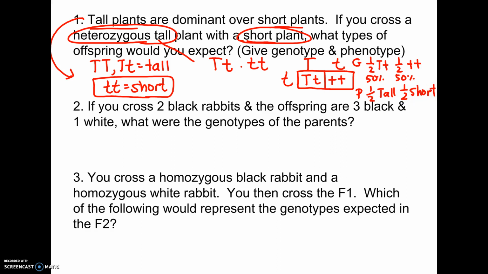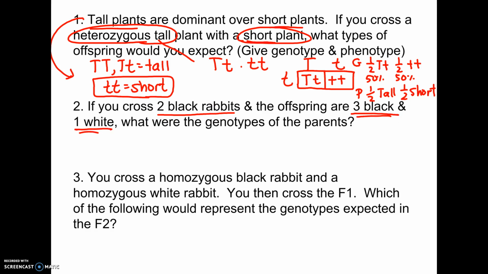For the second one, this is a classic kind of genetics problem where you have to work backwards. So they don't tell you whether black or white is dominant. They also don't tell you what the parents are. They give you the offspring instead. So first, you crossed 2 black rabbits. Notice that the offspring come out 3 black and 1 white.